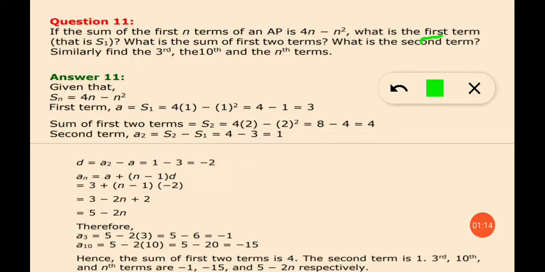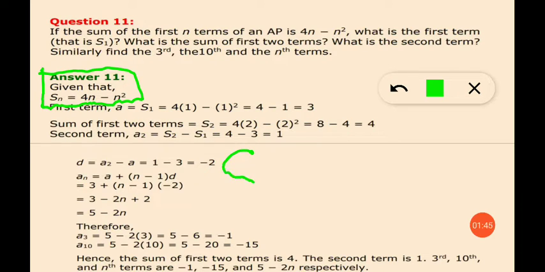First, we have to find the first term. Secondly, the sum of two terms, which means S2. Then the second term. After that, the third term, 10th term, and then the nth term. Got it? So, what is the given thing here? The only thing which is given to us is Sn, which is equal to 4n minus n square.